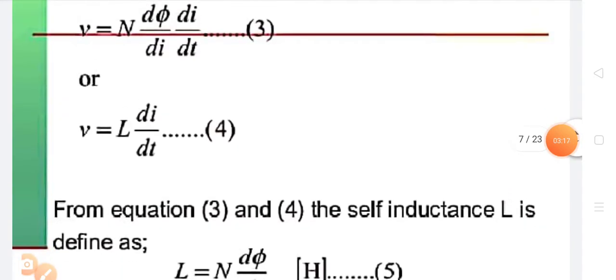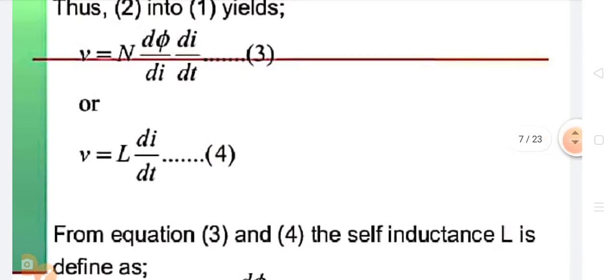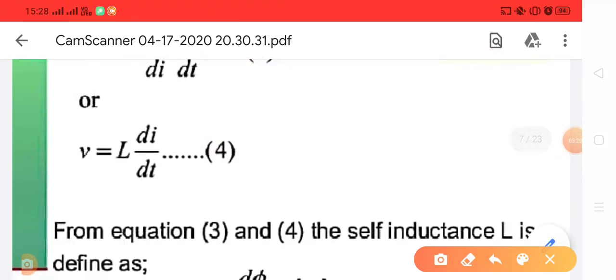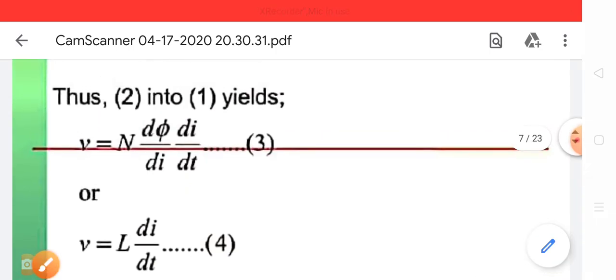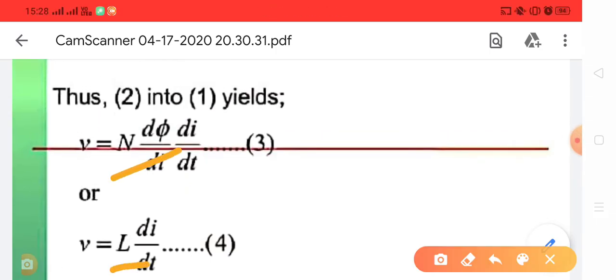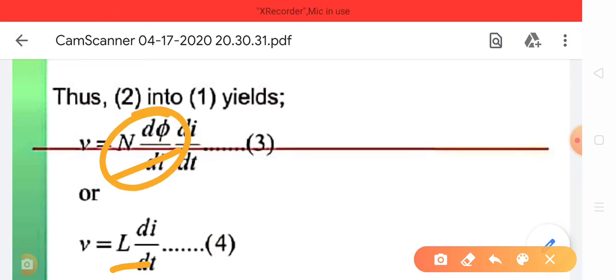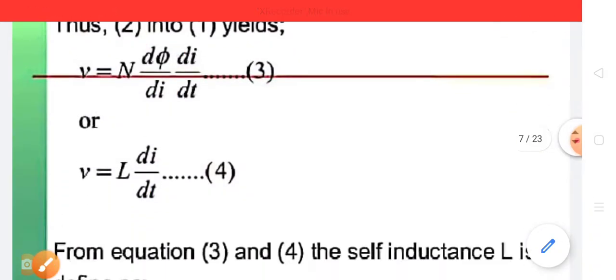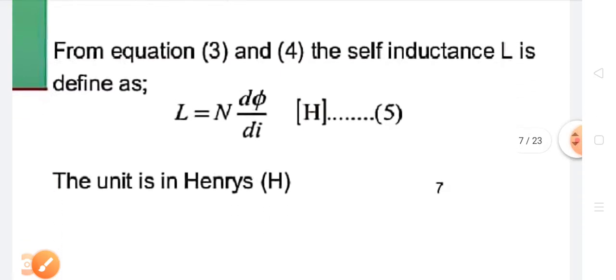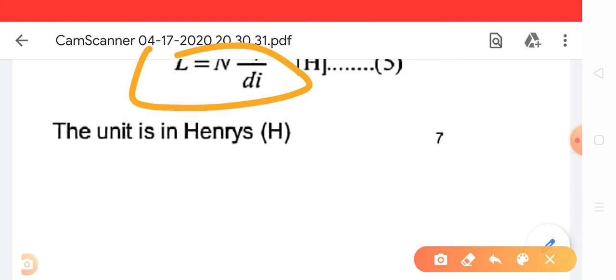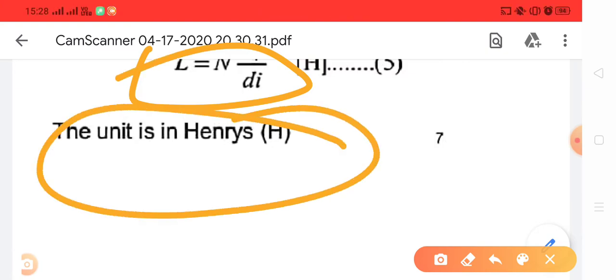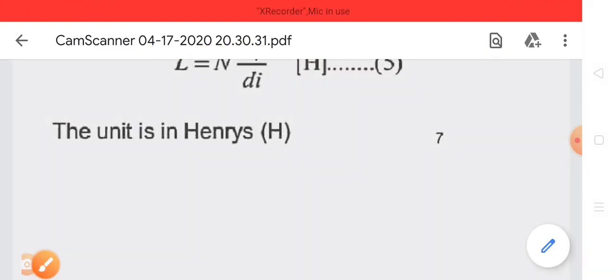Comparing the third and the fourth equations, N dφ/di is nothing but L. So I can write the L value as L = N dφ/di. This is the expression for the self inductance, and the unit for self inductance is the Henry.